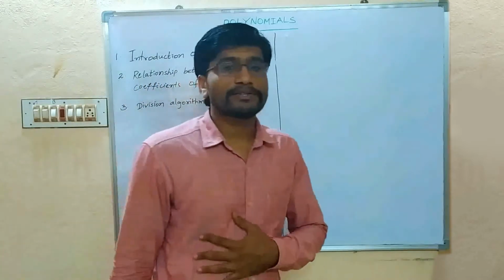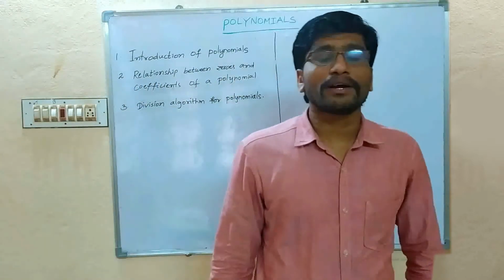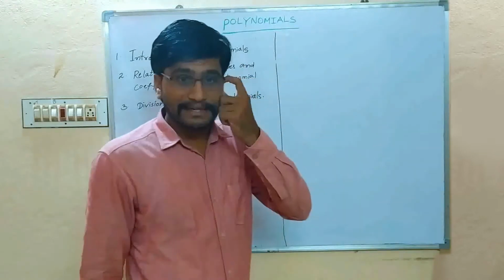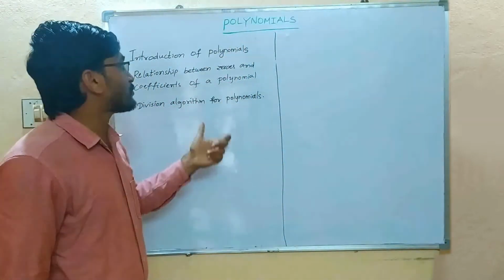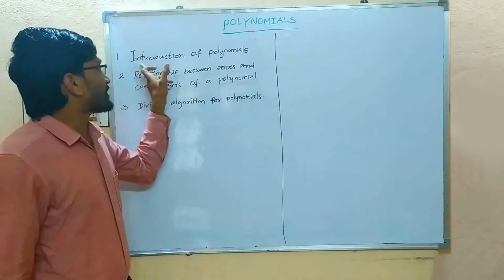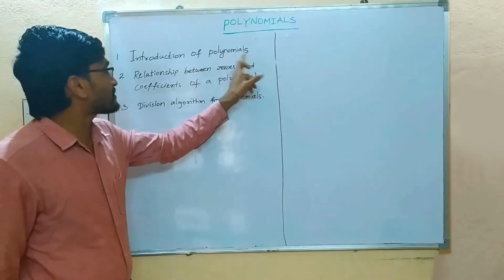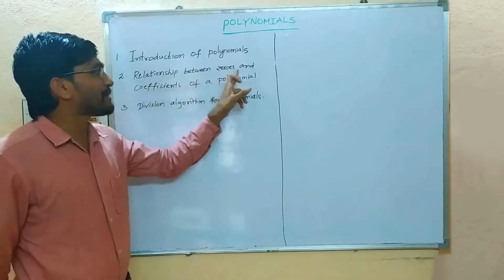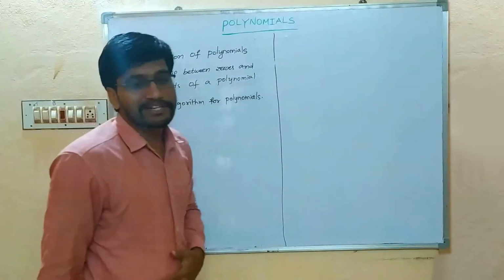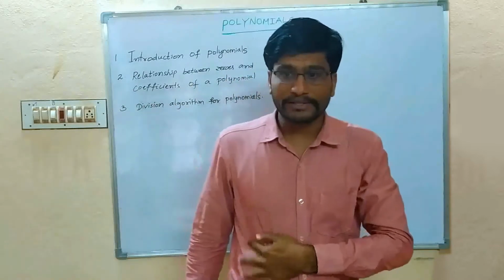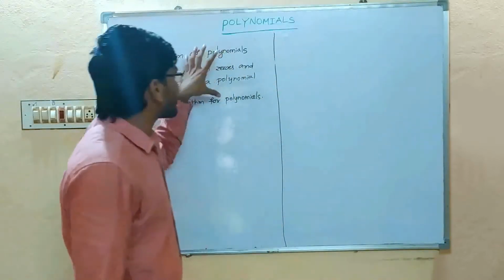Good morning everyone. Today we are going to learn the topic polynomials, which is in 10th class. So in these polynomials, what are the subtopics we have? Let us see one by one. First one is introduction of polynomials. Second one is relationship between zeros and coefficients of a polynomial. And third one is division algorithm for polynomials. So now we have to discuss one by one.